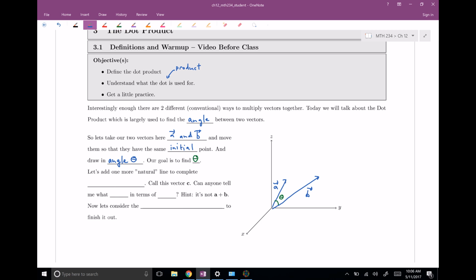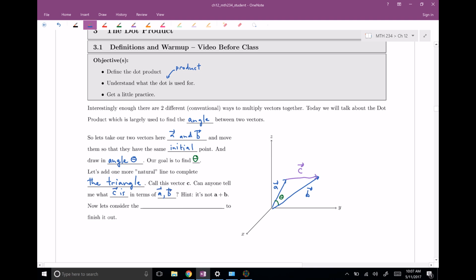Now, whenever you're trying to find angles, especially when you have a picture looking like this, maybe our trigonometric skills kick in and we think, well, we're good at finding angles if they're part of a triangle. So I want to add one more natural line to complete a triangle. I'm going to draw this natural line here and label it as vector C. The claim is we can write vector C in terms of A and B. So tell me what vector C is in terms of A and B.